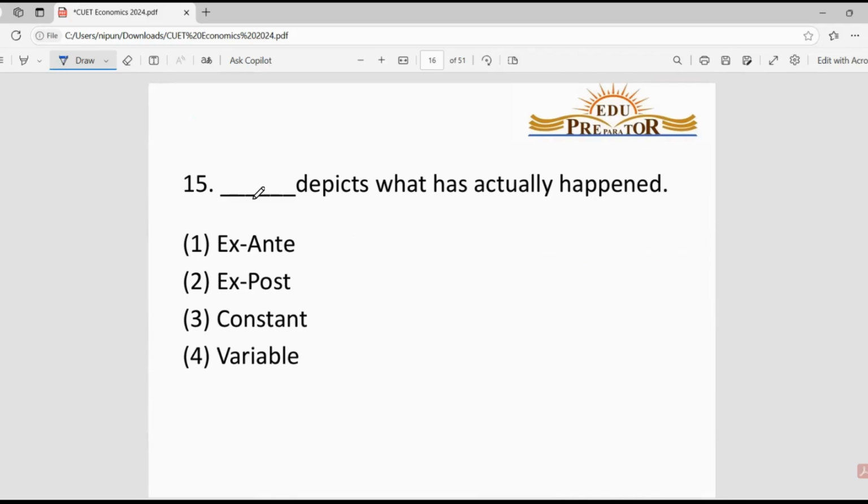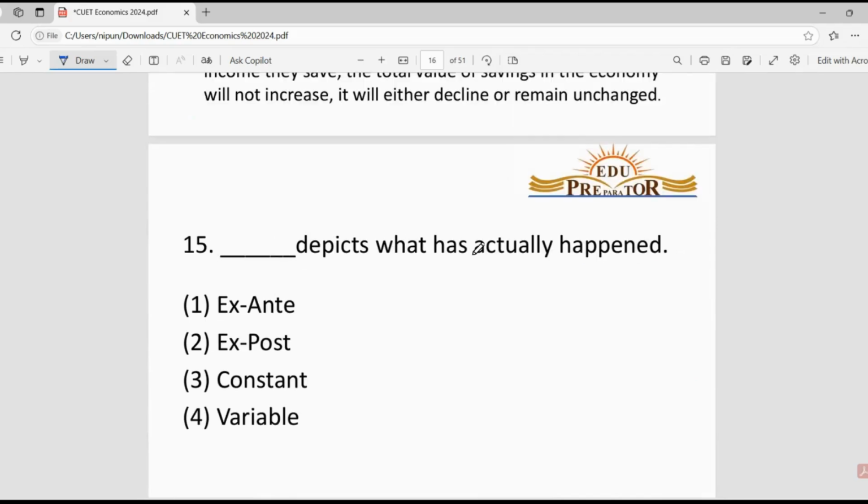Okay, let us move to question number 15. The blank represents what has actually happened. Now you are aware, actually, that is, after happening, that is ex post. You are aware, ex ante means planned and ex post means actual.